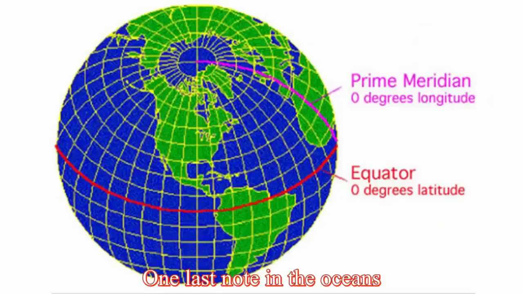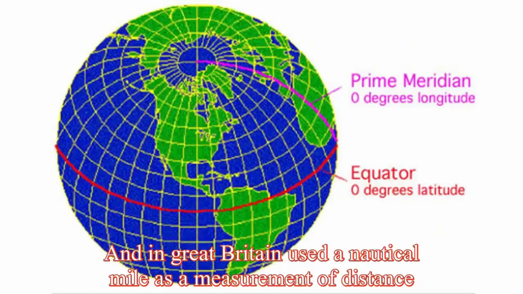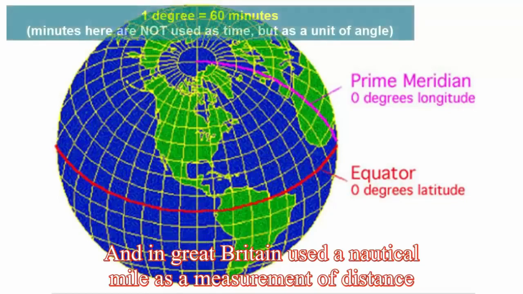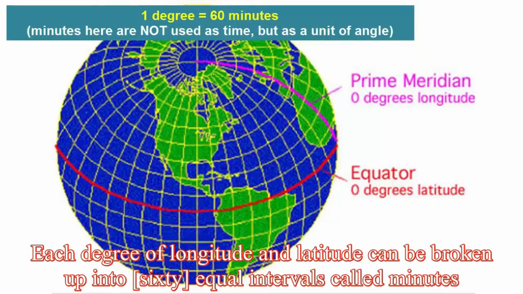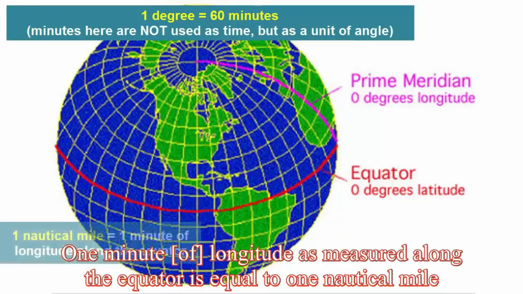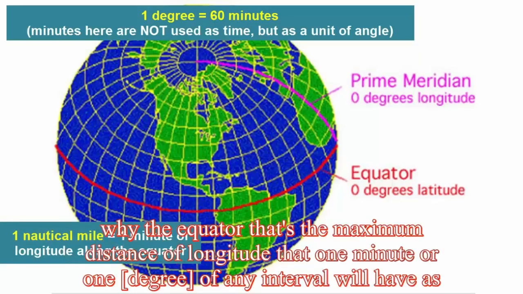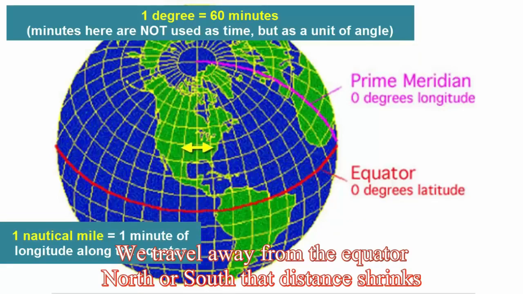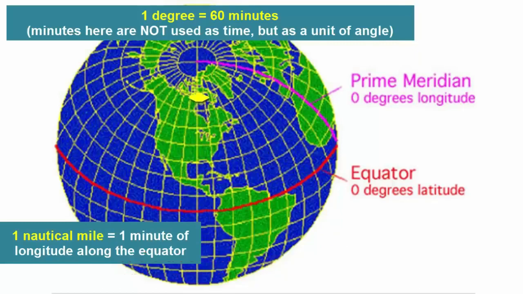As one last note, in the oceans we have typically, in the US and in Great Britain, used a nautical mile as a measurement of distance. Each degree of longitude and latitude can be broken up into 60 equal intervals called minutes. 1 minute of longitude, as measured along the equator, is equal to 1 nautical mile. Why the equator? That's the maximum distance of longitude that 1 minute or 1 degree of any interval will have. As we travel away from the equator, north or south, that distance shrinks.